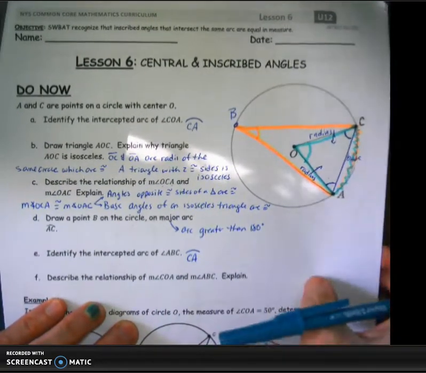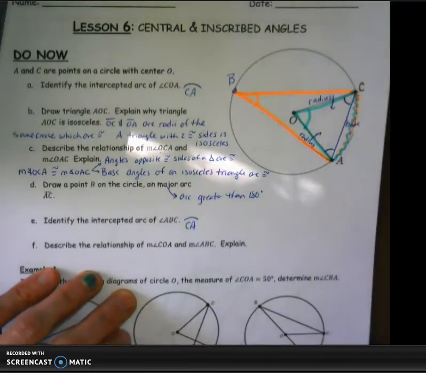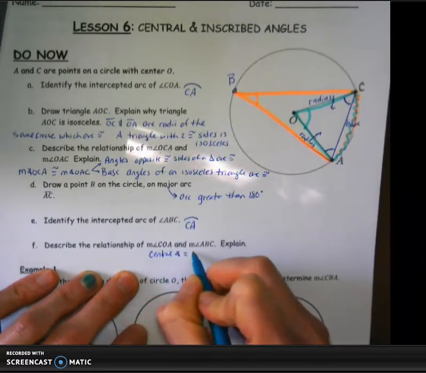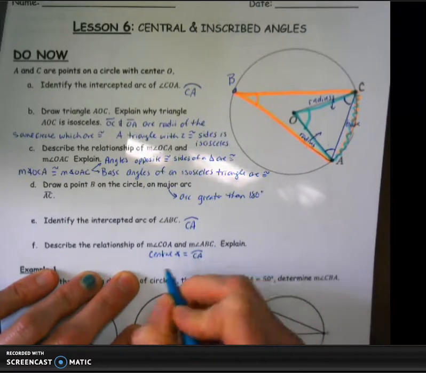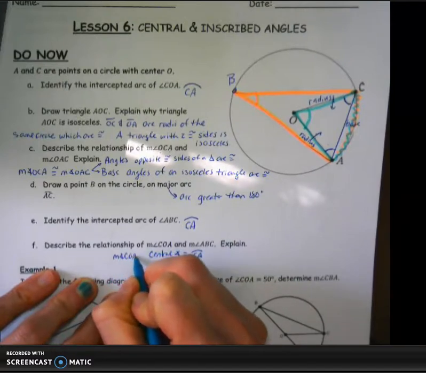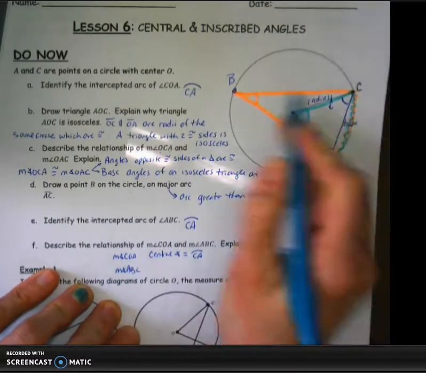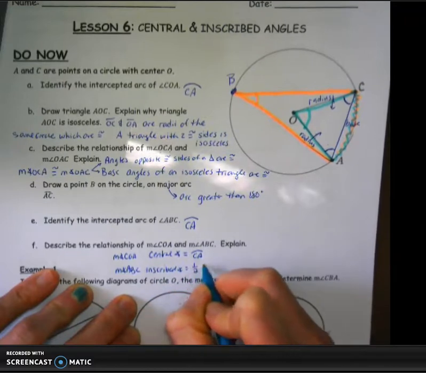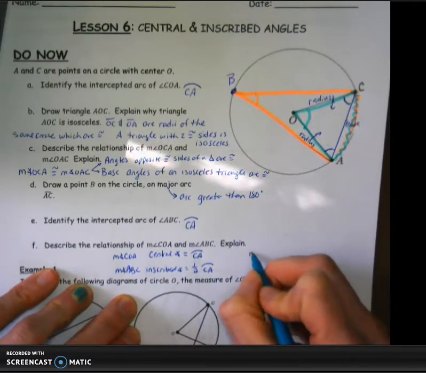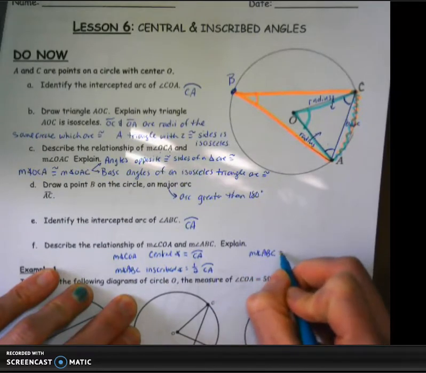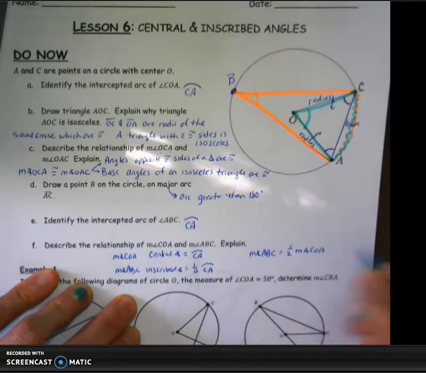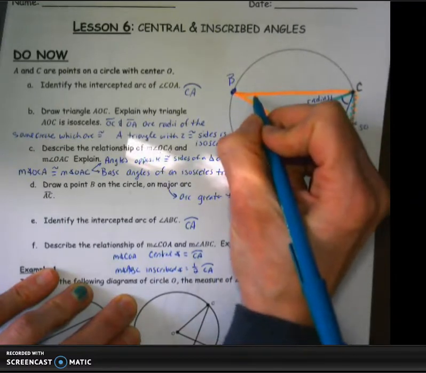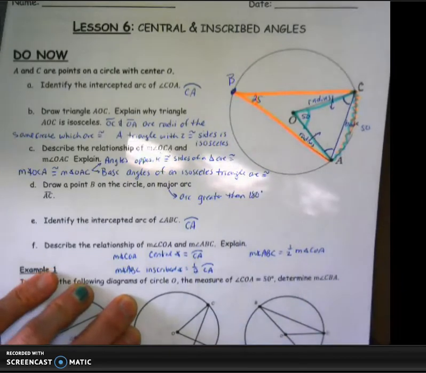Now it says describe the relationship between the measure of angle COA and the measure of angle ABC. Well, the angle COA is a central angle. And remember, the central angle is equal to its intercepted arc, in this case CA. The measure of angle ABC, well, this vertex is on the circle, making this an inscribed angle, which means it's going to be half of its intercepted arc CA. So therefore, the measure of angle ABC is equal to half the measure of angle COA. So if angle COA is 50, that would mean that arc CA is 50, which means the angle is going to be 50 divided by 2, which is 25. So those are just examples.